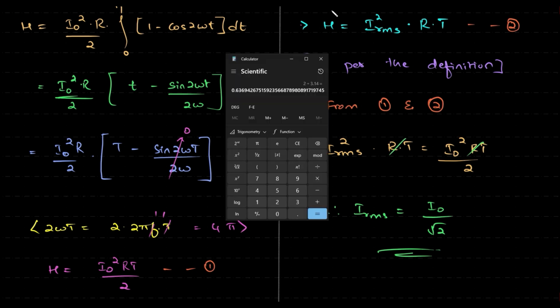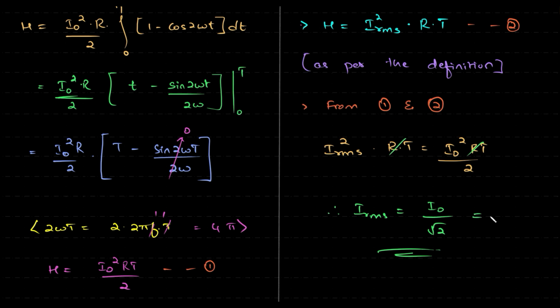So 1 by root 2 is what? Root 2 is 1.414, but 1 by root 2 is 0.707, so this is 0.71 I naught. So it's about 70% of your peak value.